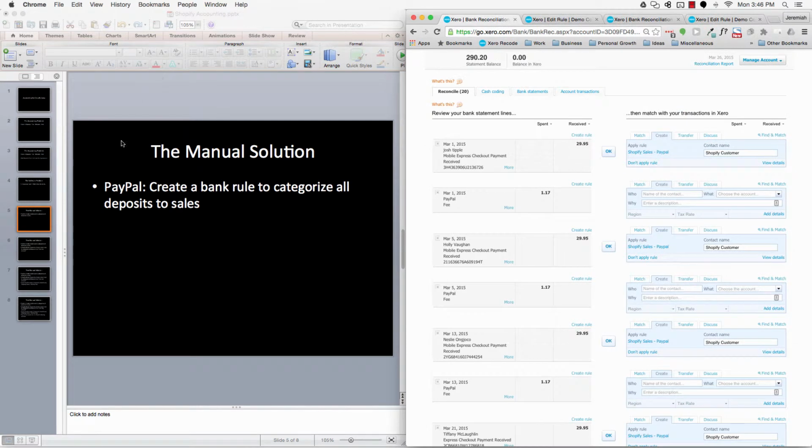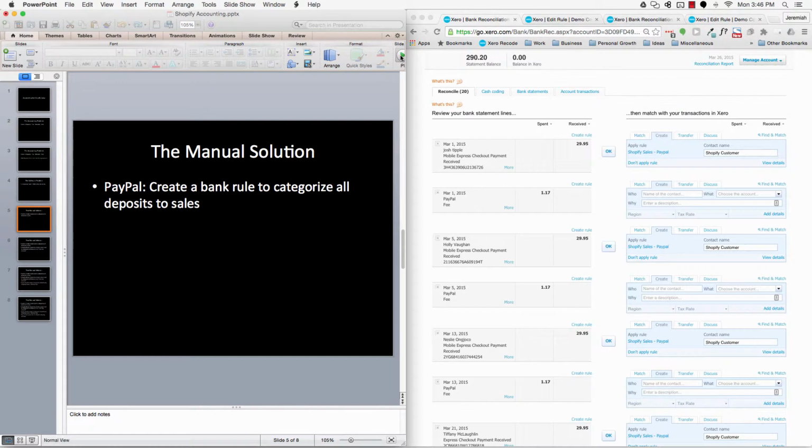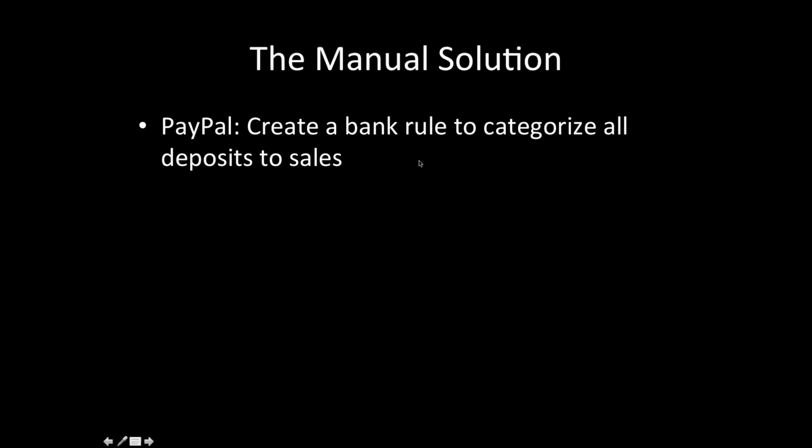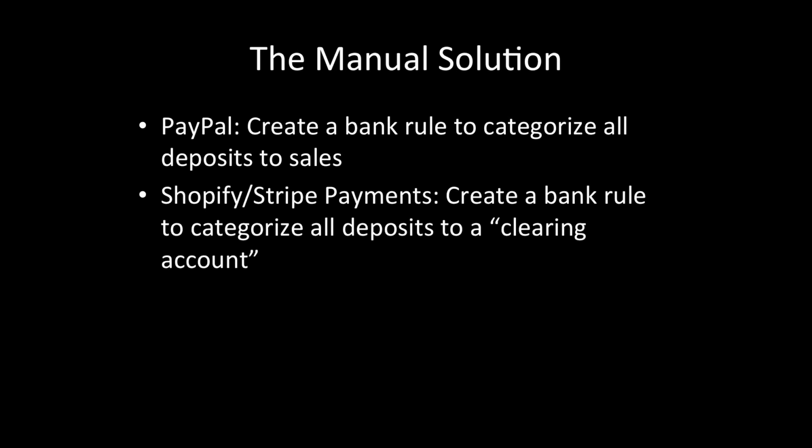And so that's the first step: let's create a bank rule to categorize all your deposits as sales in PayPal. And now the next step is whenever you get Shopify payments or Stripe payments and they hit your bank account, instead of categorizing them all to sales like in PayPal, what I want you to do is create a bank rule to categorize all these deposits to a clearing account.